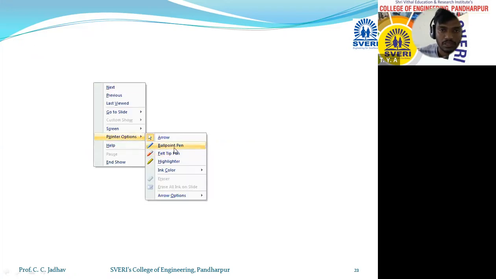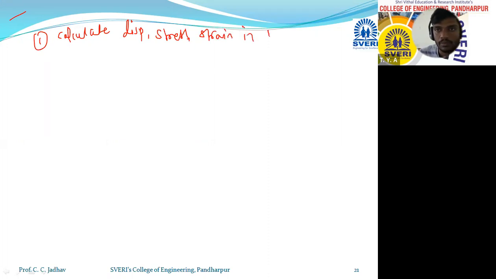So now you can see, first problem of the structural analysis. Calculate displacement, stress, strain in the given problem. Following problem. आता प्रॉब्लेम काय आहे, हा बघा प्रॉब्लेम. This is our problem.